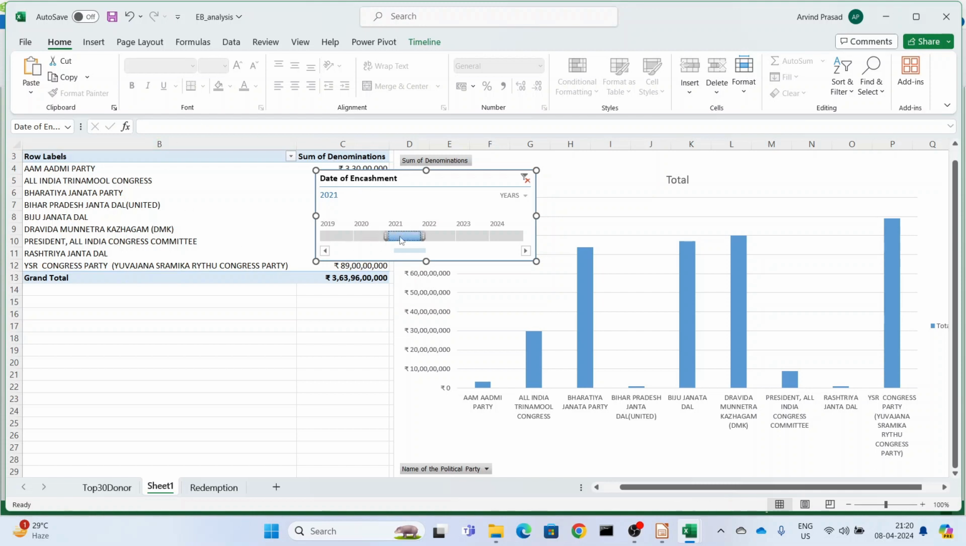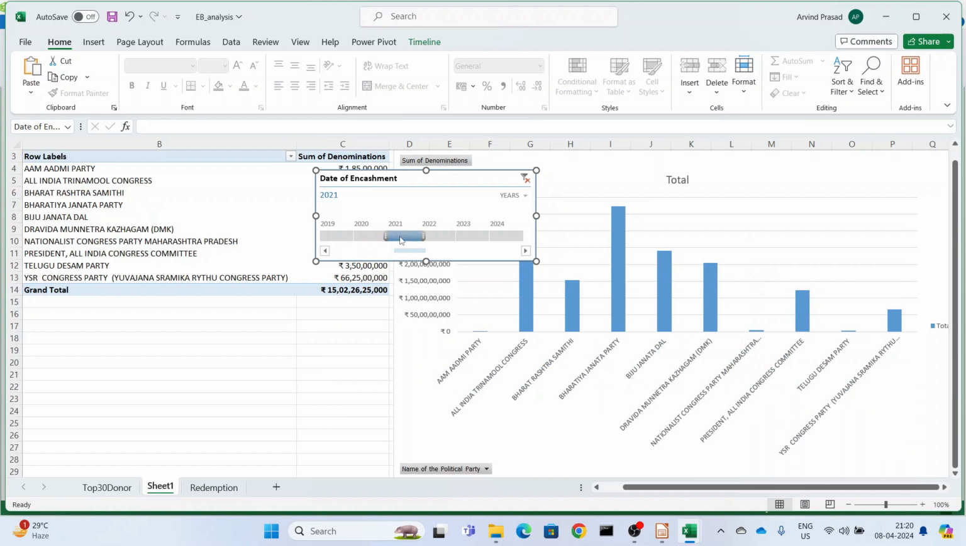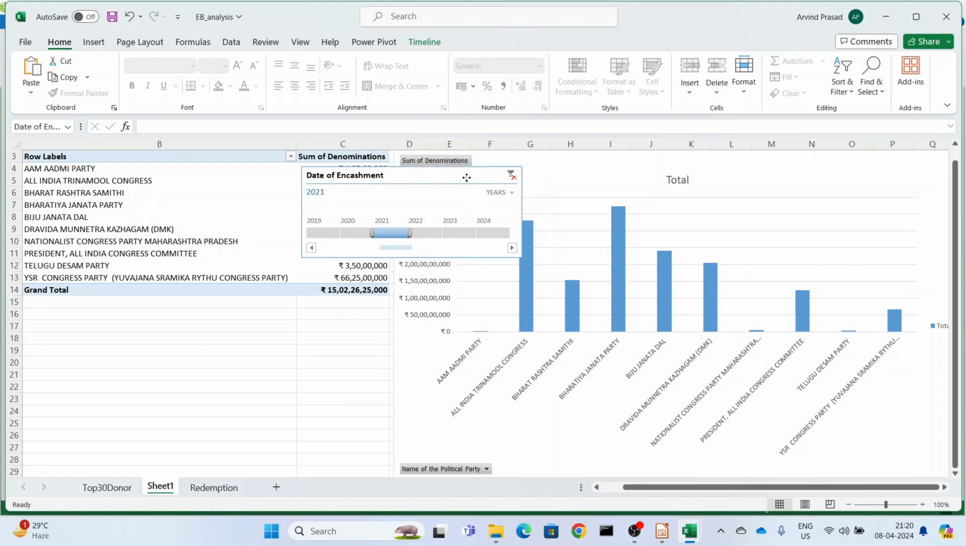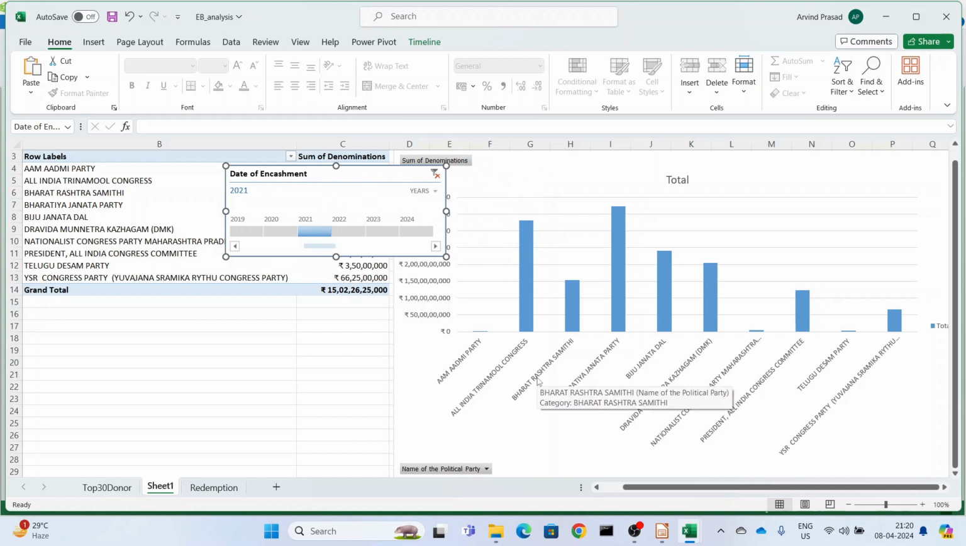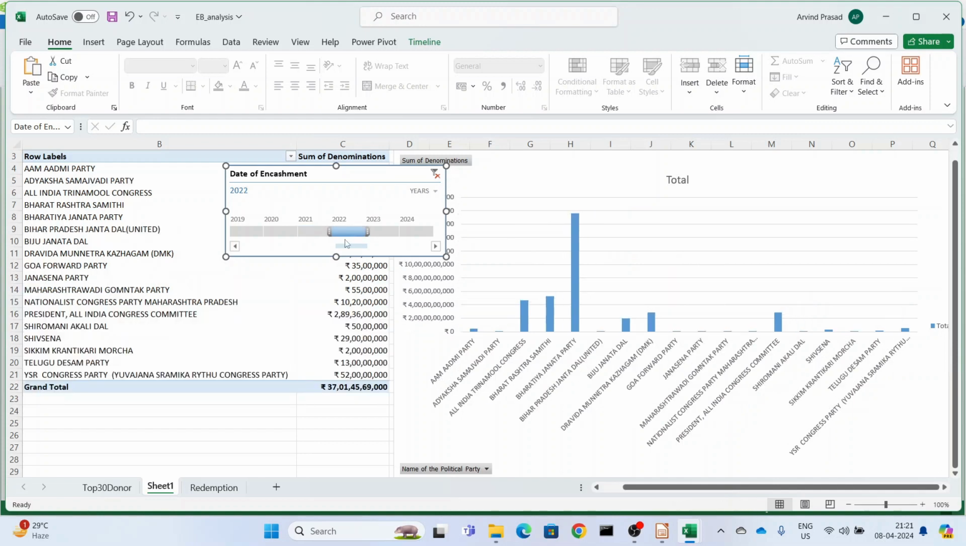Now, let's take 2021. Again, what we see here, there is redistribution of funds. Trinamool Congress, interestingly, has gone up. BJP, of course, takes the leading position, but BRS, DMK, Congress, and YSR Congress, they're gaining. Now, 2022. Again, we see there's a huge amount of rise in party donation to BJP.